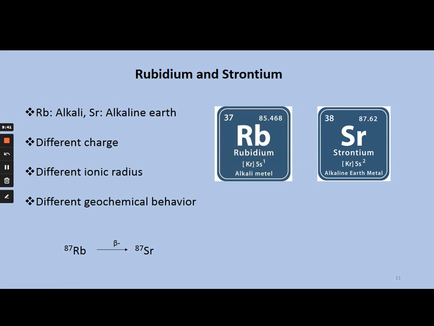So now let's move to the Rb-Sr system. Rubidium is an alkali element and strontium is an alkaline earth element. They also have different charges and radii, which result in different geochemical behaviors. The abundance of strontium-87 increases with time from the decay of rubidium-87, and that provides the basis of the rubidium-strontium method.